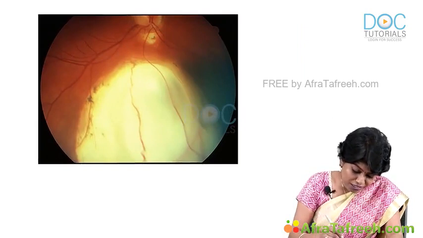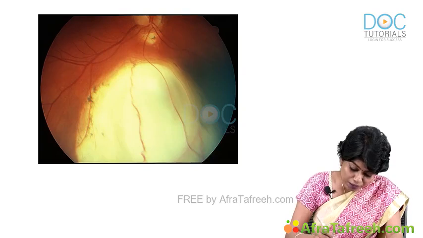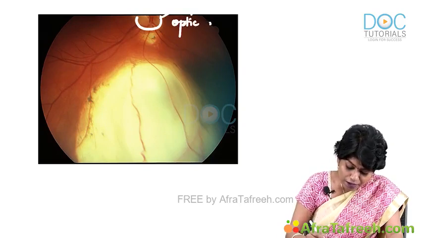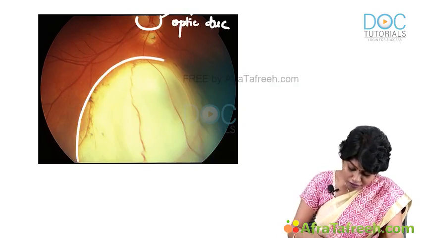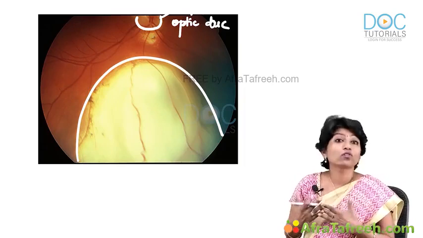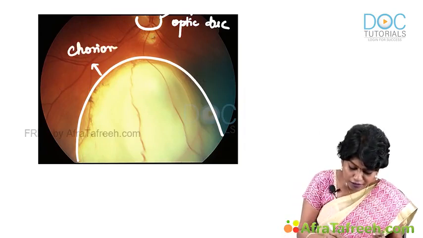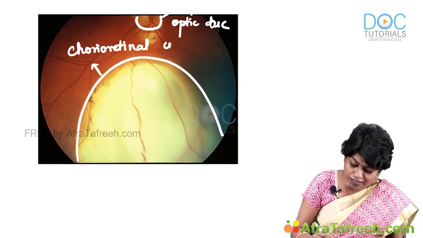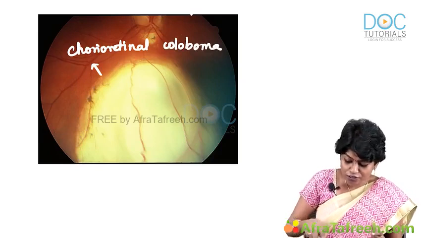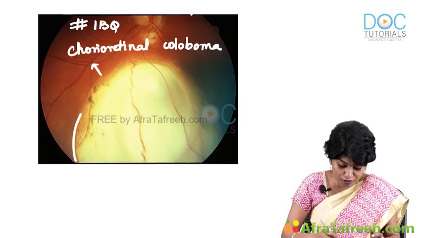Now, how am I saying it's a chorioretinal coloboma? See, this is the optic disc. I can see the optic disc here, okay. And this huge white area is an area where neither the retina has developed nor the choroid has developed. So, this is an area of chorioretinal coloboma. What is the underlying cause again? Failure of fusion of the embryonic fissure. This is an important IBQ, image based question, that you need to know, right?